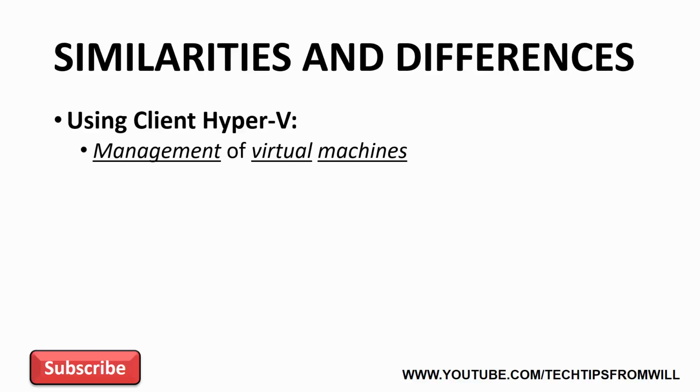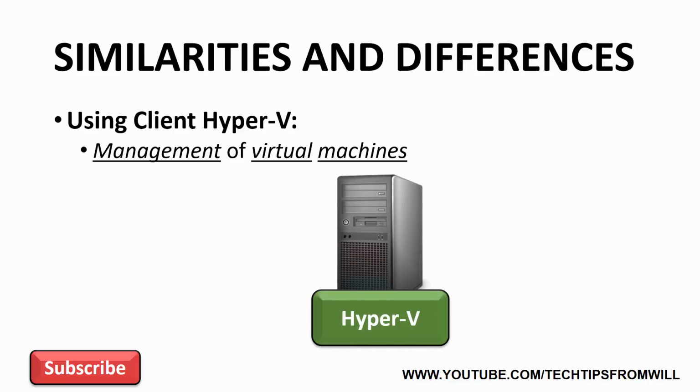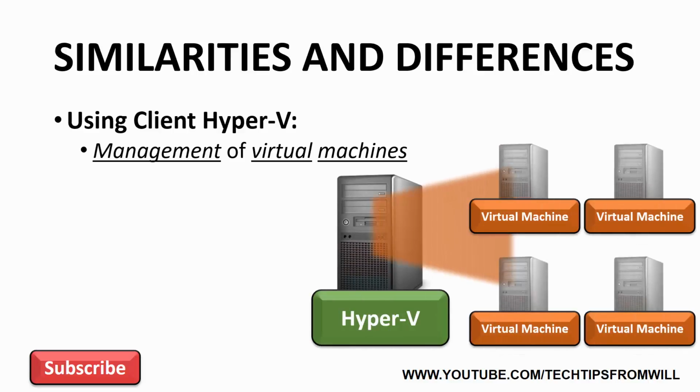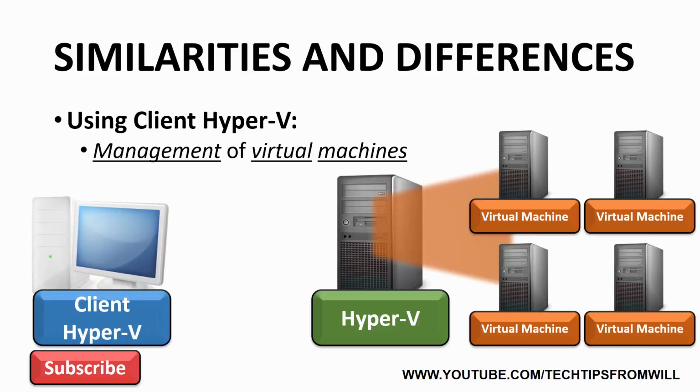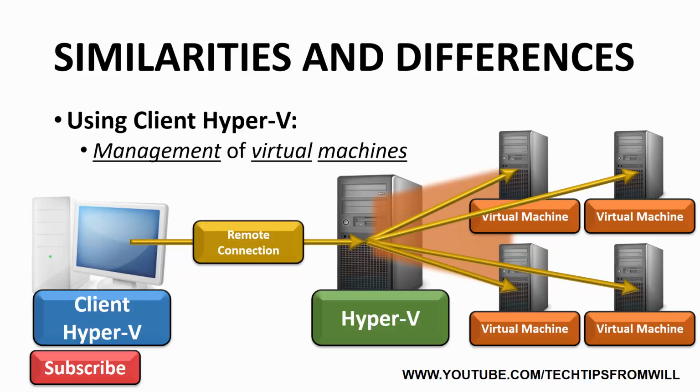On a production network, although Client Hyper-V should not be used as the actual hypervisor that runs the virtual machines, it can be used to manage those virtual machines. To understand this better, consider the following. Imagine that you have a server running Hyper-V. This Hyper-V server is running multiple virtual machines. Elsewhere on the network, there's a computer running Windows 10. This computer has the Client Hyper-V feature installed. Using Client Hyper-V on their Windows 10 workstation, the administrator is able to remotely connect to the Hyper-V server and manage the virtual machines.